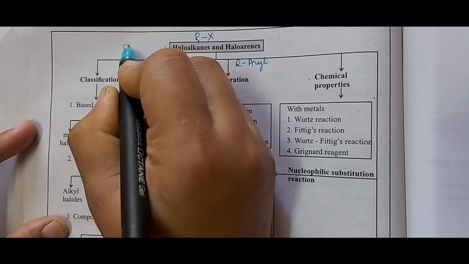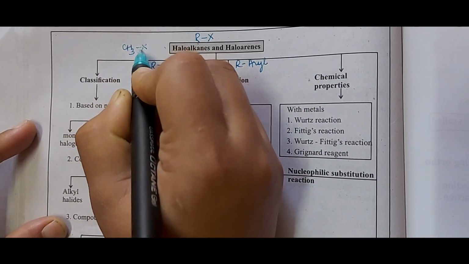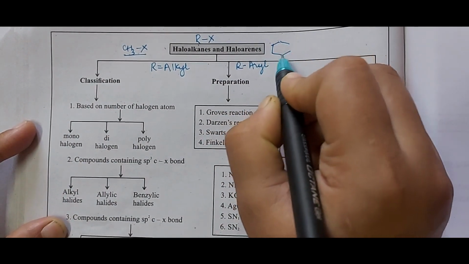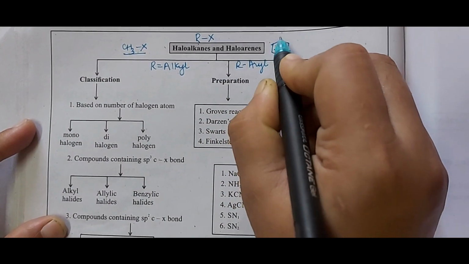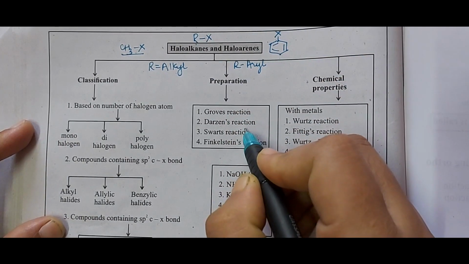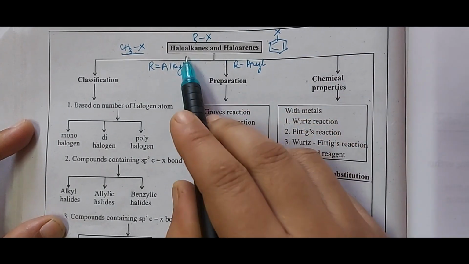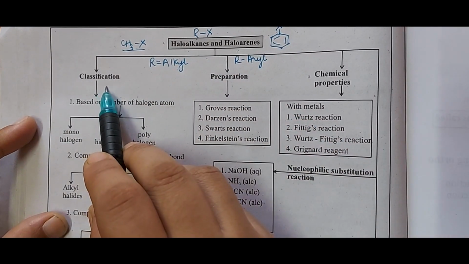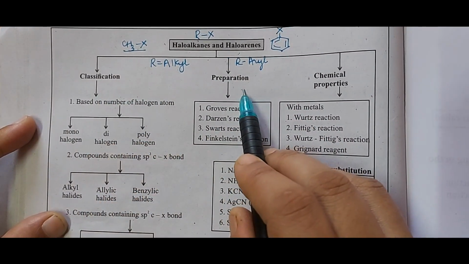So for example, CH3X, where CH3 is an alkyl group, is a haloalkane, and a benzene ring bonded directly to a halogen atom is a haloarene. Further, with respect to haloalkanes and haloarenes, we'll discuss their classification, preparation, and chemical properties.